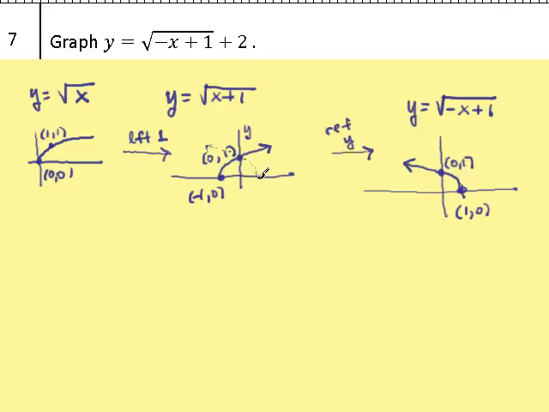And then finally plus 2, so up 2, that's the last transformation. Add 2 to y, so this is going to go to 1, 2. And this point is going to go to 0, 3. Let's just draw our basic graph, our shape, shifted up here. And that's our final graph.